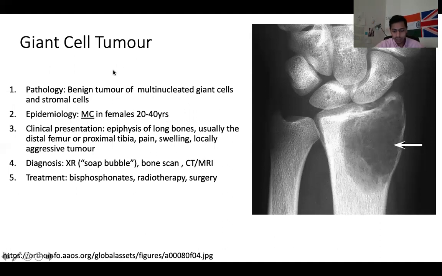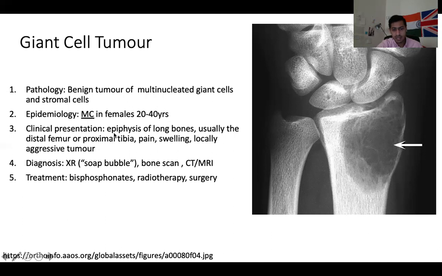Next tumor is a giant cell tumor. So a giant cell tumor is not a conventional tumor. It's a benign tumor of multinucleated giant cells and stromal cells. You can see here the soapy bubble appearance. It's more common in females between the ages of 20 and 40 years.